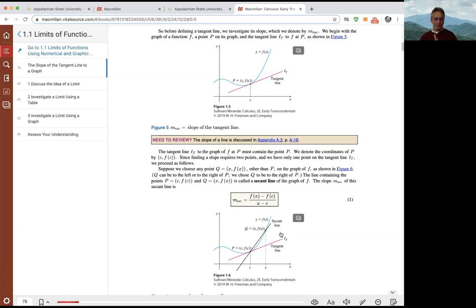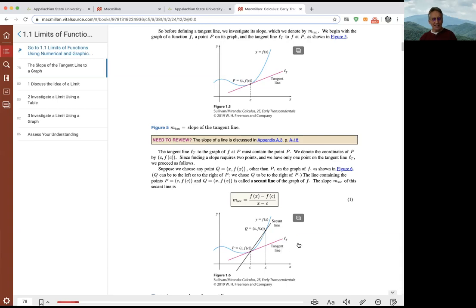And what we can do is determine the slope of this line using our definition of slope, change in y, f of x minus f of c, over x minus c, the change in x. The change in y over the change in x will give us the slope of that line.